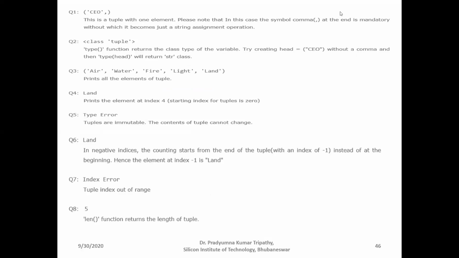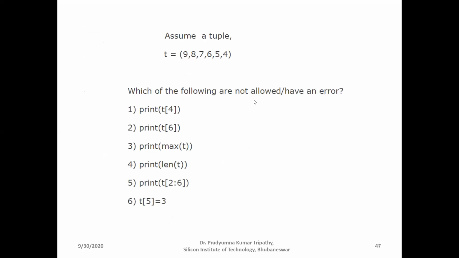Okay. So these are the outputs we'll get. Correct? Is it understood or not? Yes, sir. Now for this one, can you tell quickly? This is the tuple given. Which of the following are not allowed or have an error?